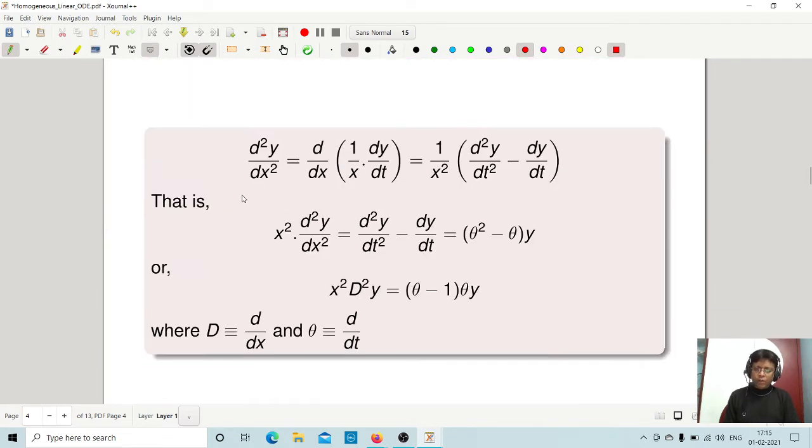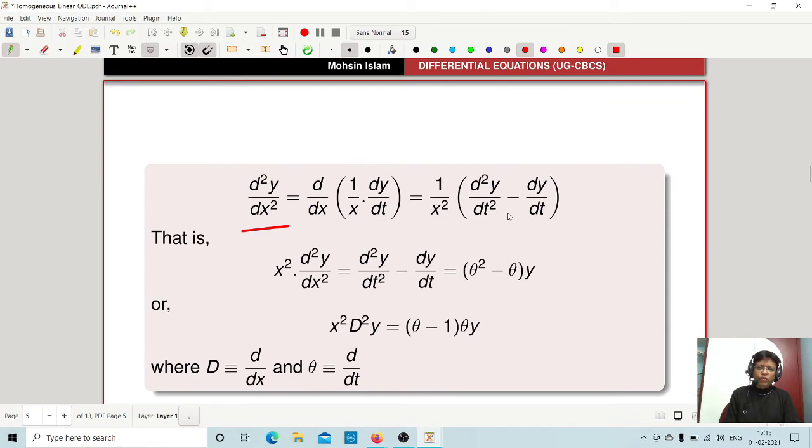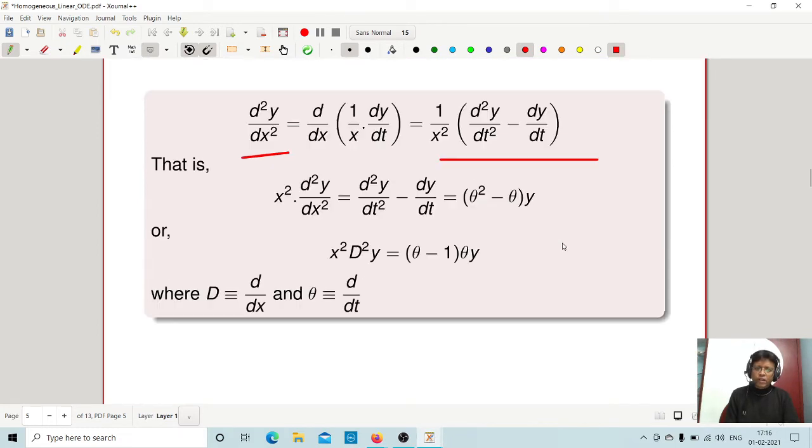Now your second order part, d2y/dx2. How will you convert d2y/dx2? It can be written as d/dx of (1/x dy/dt), because your dy/dx is (1/x) dy/dt. So if you differentiate, it will take the form 1/x squared times (d2y/dt2 minus dy/dt).